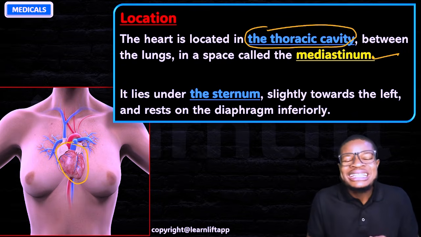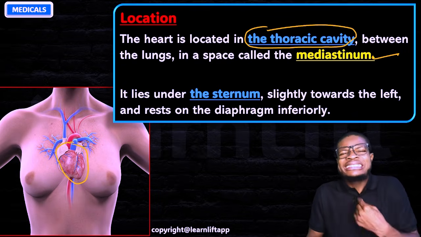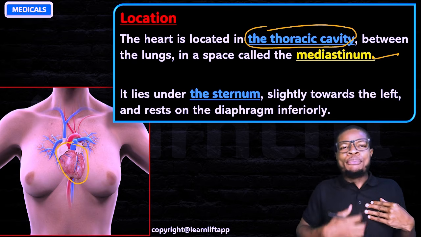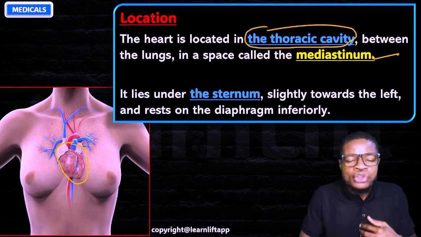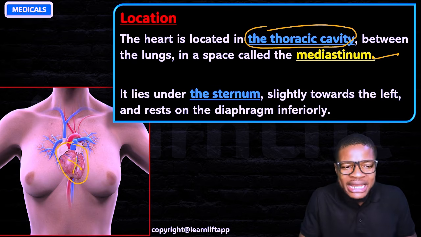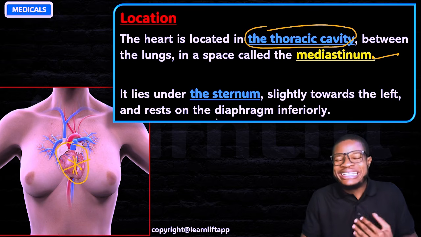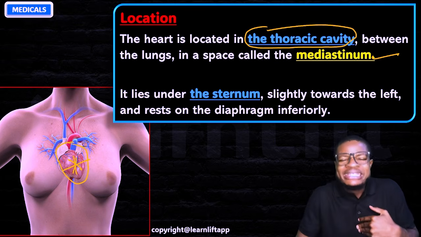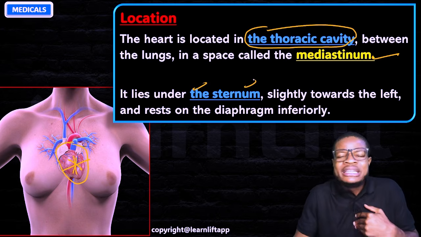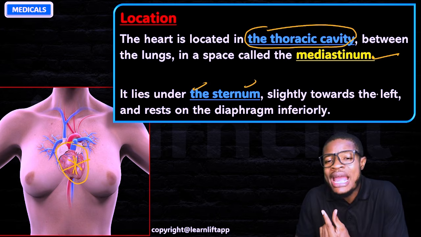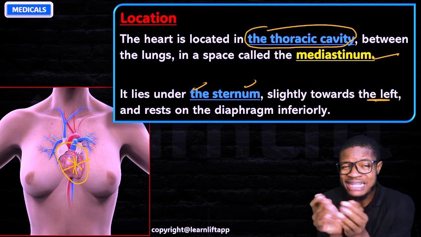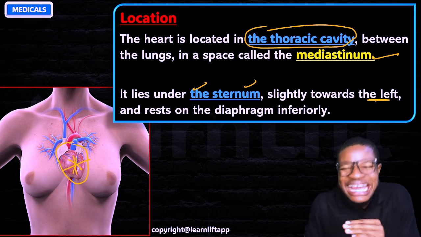And don't forget this, that the heart lies underneath the sternum. You know, the breastbone is called the sternum. So if I remove the breastbone, what will I see there? I'll see the heart. So the heart lies underneath the sternum, the one we call the breastbone, slightly towards the left. We have analyzed this, right? It is towards the left. And rests on the what?